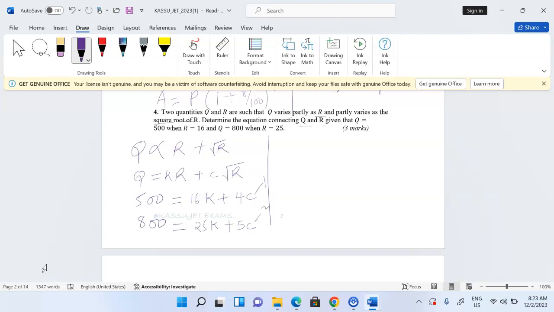To solve simultaneously, I prefer what we call the substitution method, whereby from the first equation, we get the value of C by taking 4C equals 500 minus 16K. Then the value of C is going to be 500 over 4, which is 125, minus 4K. Therefore, I substitute this in equation 2.